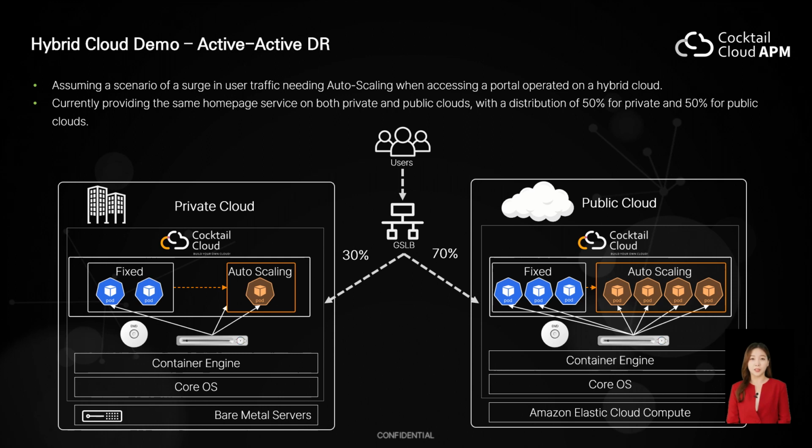Next, let's proceed with the failover demo in which GSLB is used to redirect traffic to the public cloud in the event of a failure in the private cloud. Just as shown in the previous demo, users access the portal domain hosted in the hybrid cloud. At this point, the GSLB configuration evenly distributes user requests between the private cloud and the public cloud, both set to an active state with a 50-50 weight ratio. In this scenario, a disaster situation occurs in the private cloud, leading to auto-scaling in the public cloud, increasing the number of pods from 2 to 4.